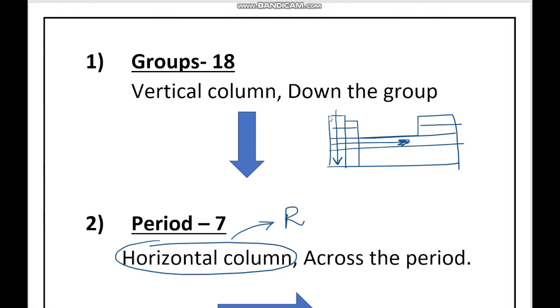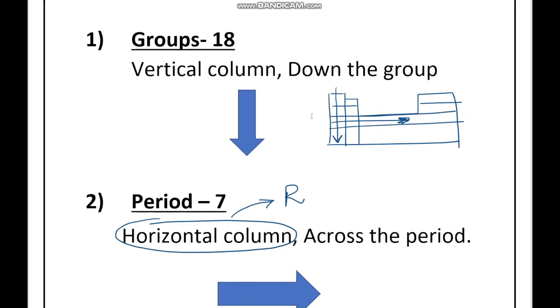How many groups do we have? We have 18 groups in our periodic table. How many periods do we have? We have 7 periods in our periodic table. When we talk about the group, the most common terminology that we use is down the group, and whenever we talk about a period, the most common terminology that is used is across the period.